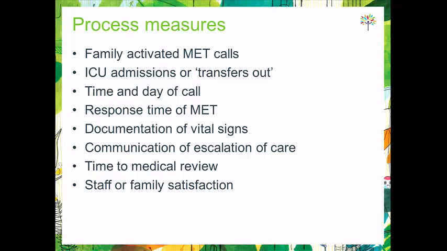I've mentioned ICU admissions is really a process as well as an outcome. For hospitals who don't have an ICU, they might want to focus on those transfers out of their hospital for unexpected deterioration. Other measures are time and day of call, response time of the MET, documentation of vital signs, communication of escalation of care, time to medical review, and staff or family satisfaction. These are just some of the process measures that we probably regularly look at and should definitely look at in our own hospital to see the areas that we need to improve on.